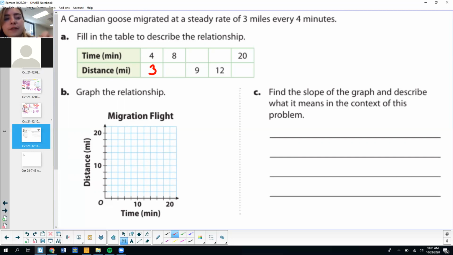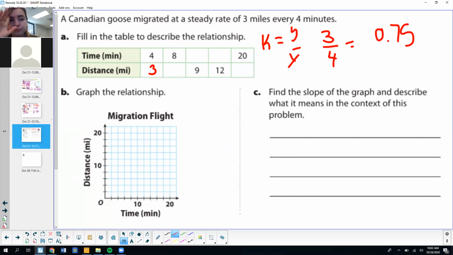So what we can do is figure out our constant of proportionality. So remember, K equals Y over X. So we're going to take 3 divided by 4, which is 3/4. So 3 divided by 4, and that's going to give us 0.75. So K is going to be 0.75. So all I did was take Y divided by X, and that gave me 0.75.